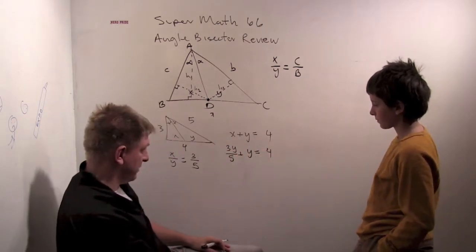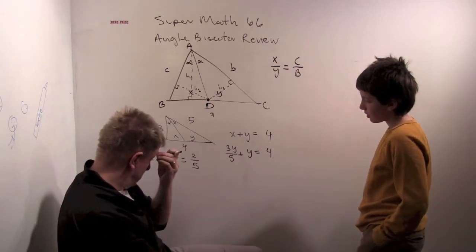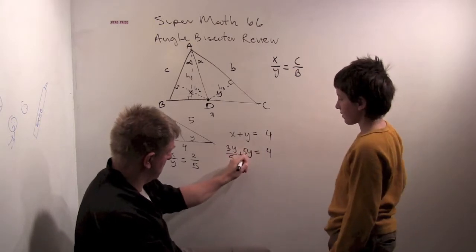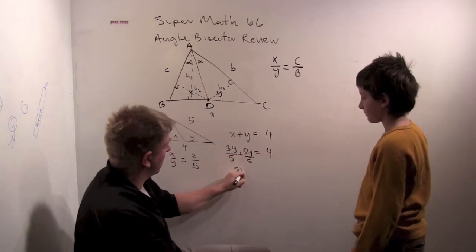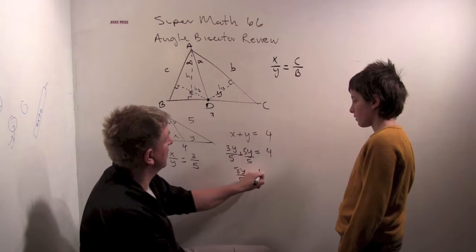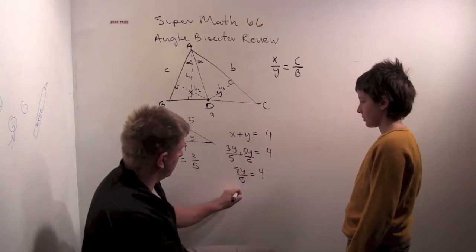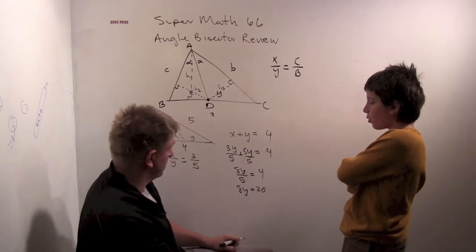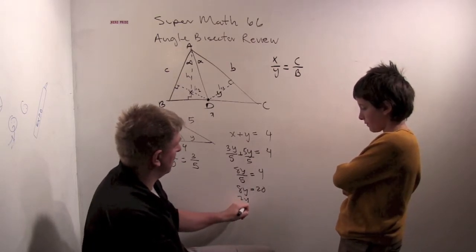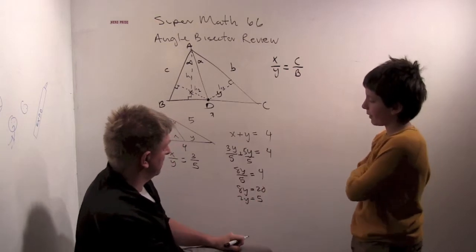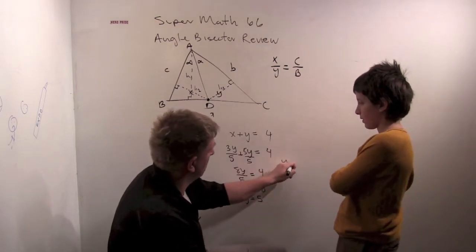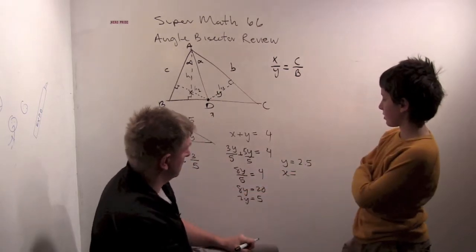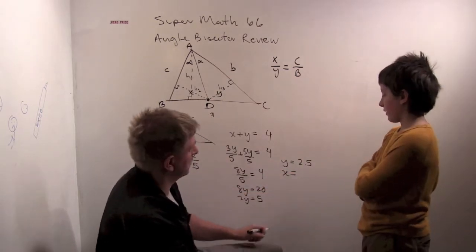How do I solve that? Well, this is 5y over 5. So you get 8y over 5. 8y over 5 equals 4. So 8y is 20. Well, 2y is 5. So y is 2.5. So what is x? X is 1.5.